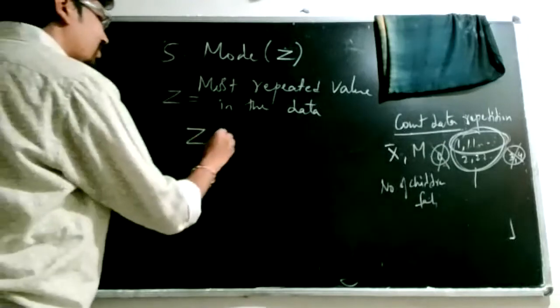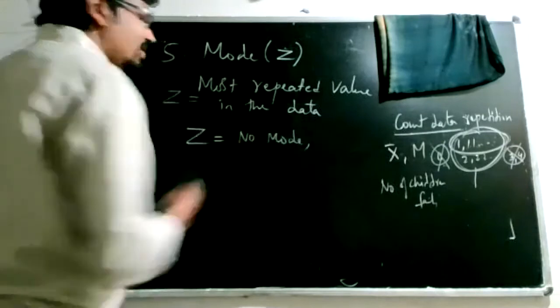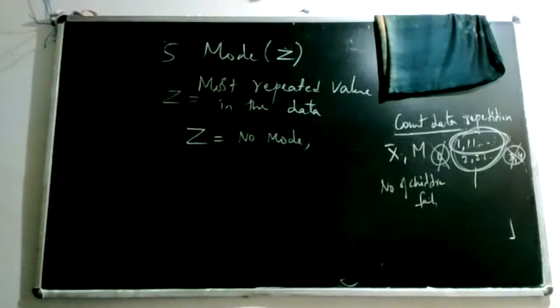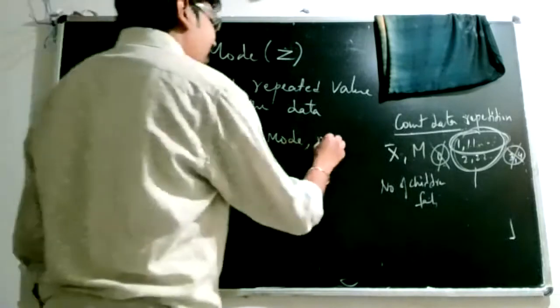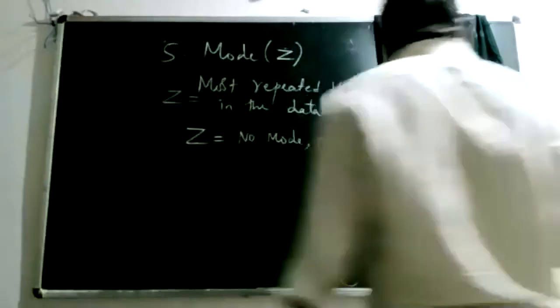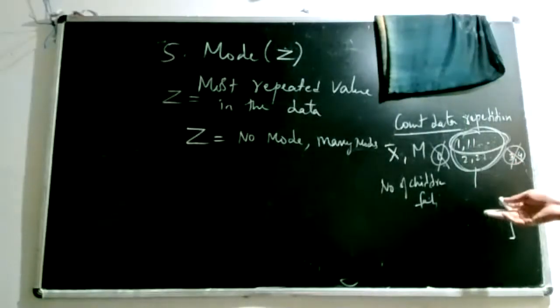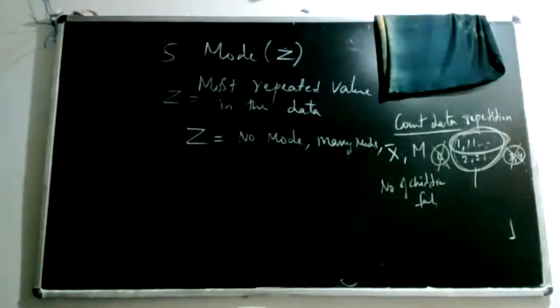So for some distributions, there could be no repeated values. So we say there is no mode for the distribution. In some cases, you could have many modes. So as said, in this case, 1 is also repeated, 2 is also repeated. If both are equally repeated for the same number of times, I could say 2 modes exist for that data.